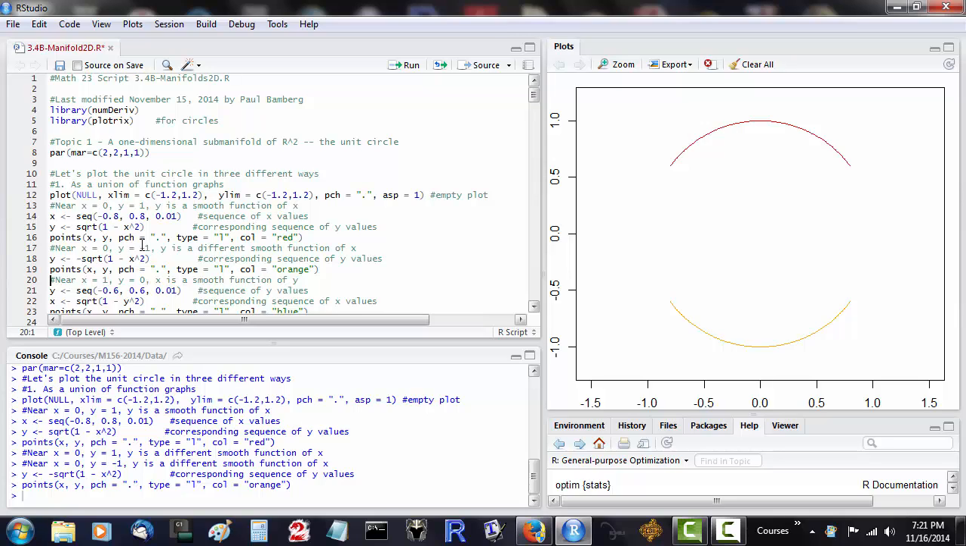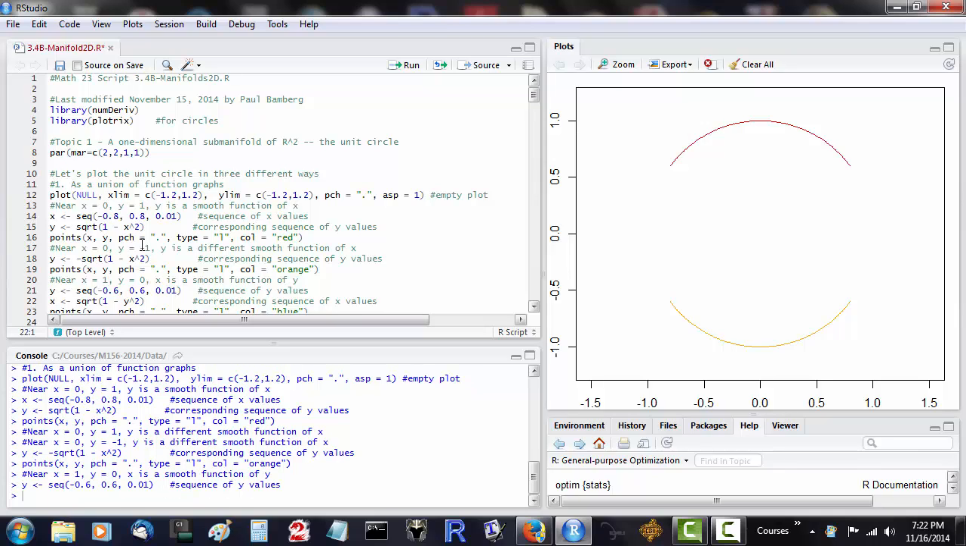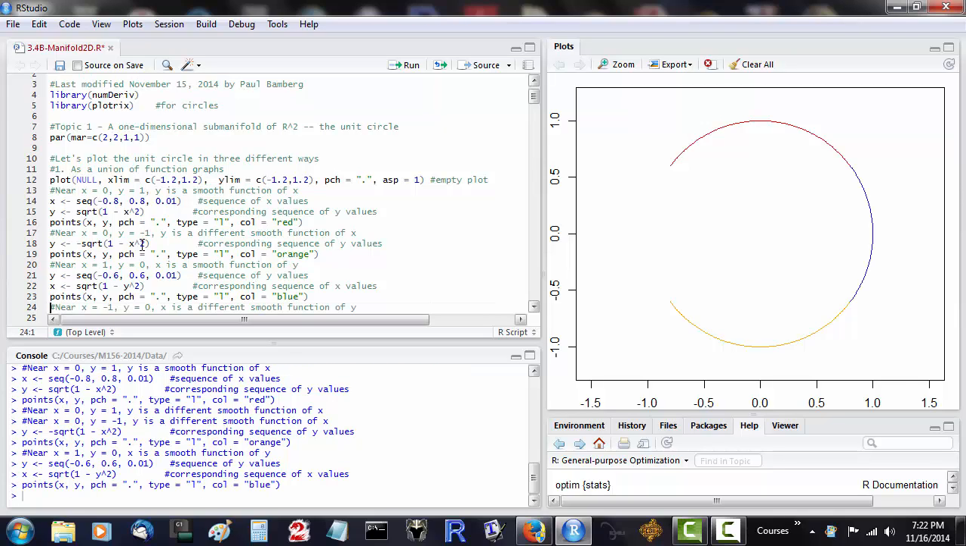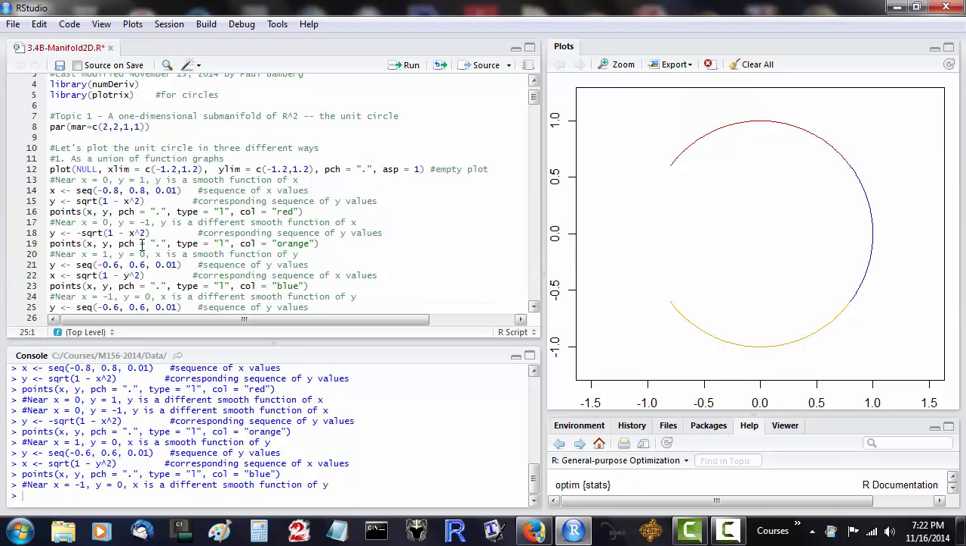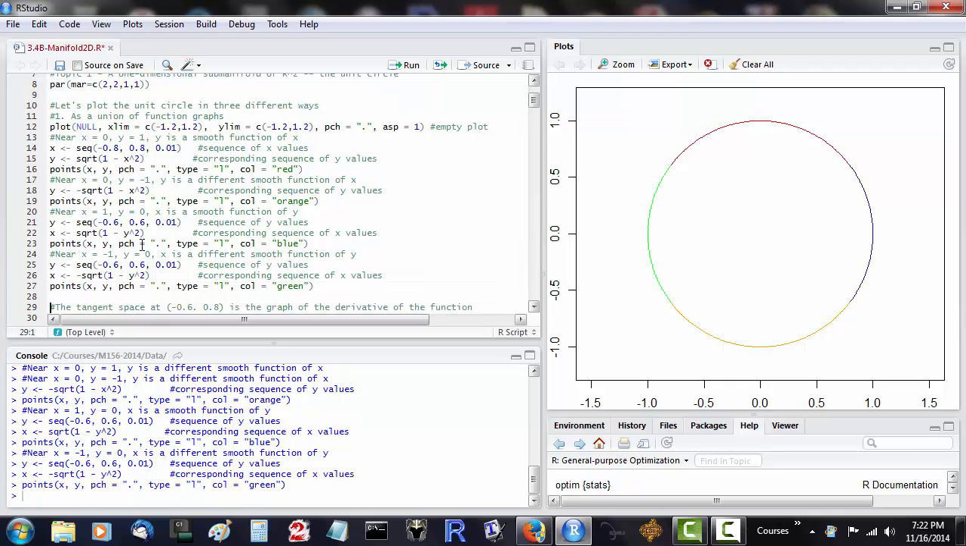But we can't get the whole circle by graphing y as a function of x. So let's go over to x equals 1, y equals 0 on the right-hand side, get a sequence of y values that will fill in from minus 0.6 to 0.6, and calculate the corresponding x values with the smooth function square root of 1 minus y squared. Again, I plot the sequence of points, this time in blue, and we're almost there. I just have to fill in the left half by doing the same thing near x equals -1, and presto, we've got the whole circle.